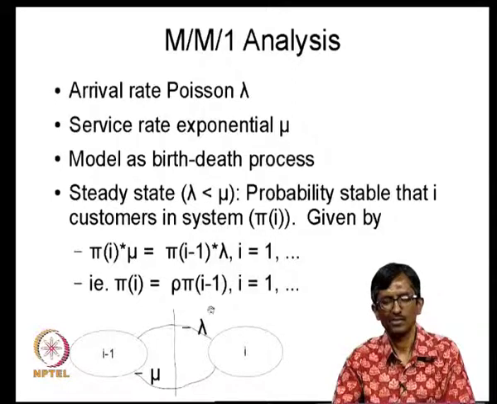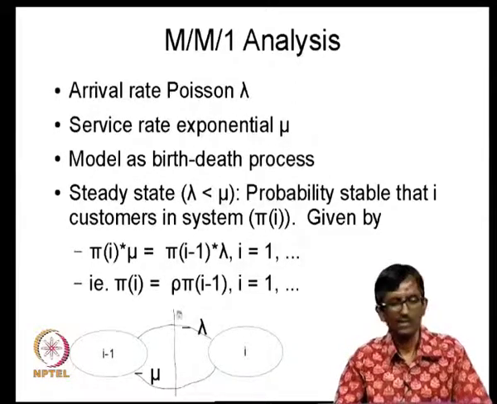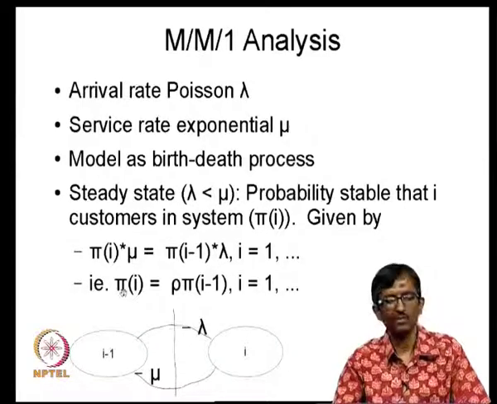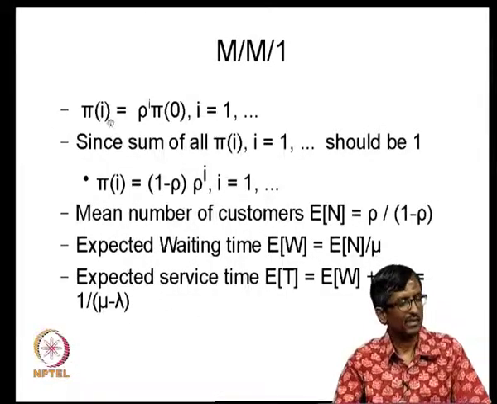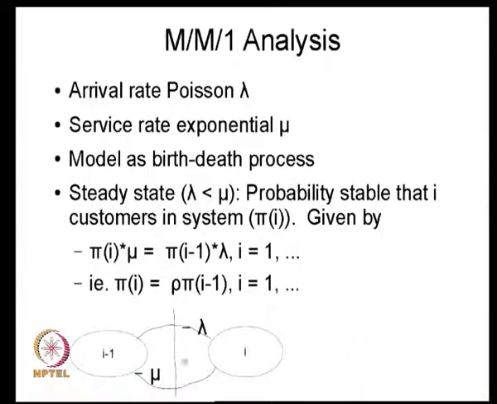Okay, hopefully this is clear. So it turns out from this you can compute pi of I equal to rho to the power of I times pi of 0. How does it happen? You can just unroll this. So pi of 1 equals rho pi of 0, then pi of 2 will be rho times pi of 1, then pi of 3 will be rho times pi of 2, etc.